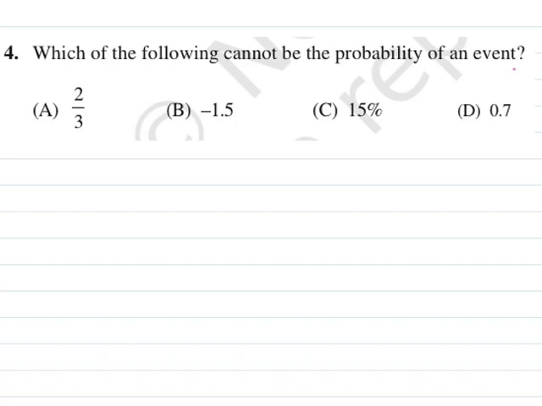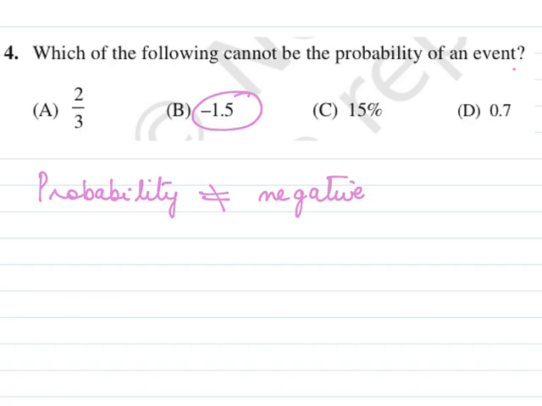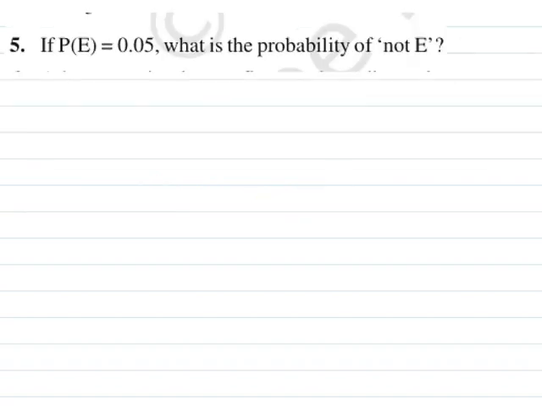Which of the following cannot be the probability of an event? And this is minus. Probability is never negative. So minus 1.5 cannot be the probability of any event, as probability is never negative.